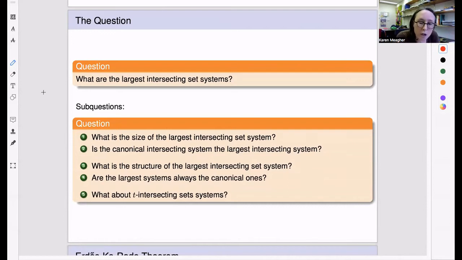And we also talk about t-intersecting. In the examples I showed before, the sets always have at least one element in common. We could instead ask for having at least t elements in common.